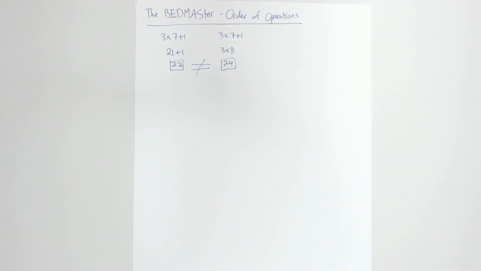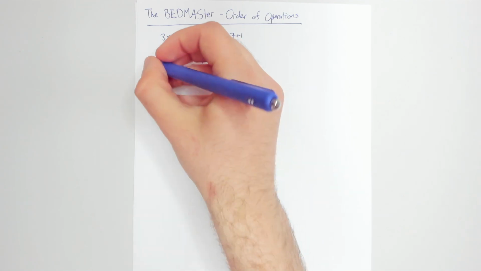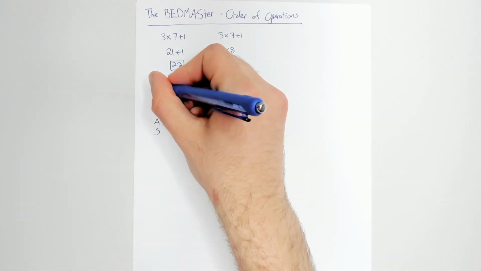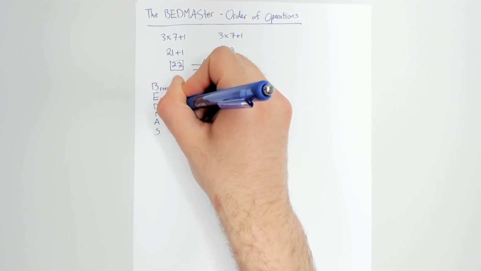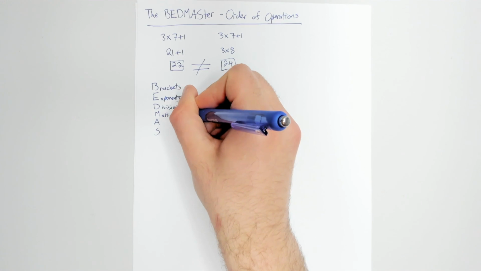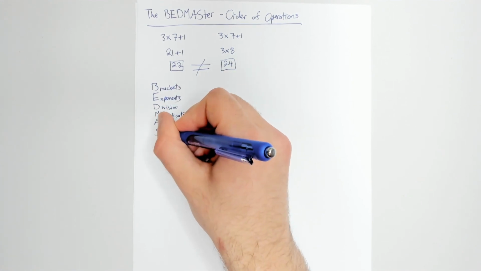But in any case, we need to basically have something where everyone across the board is evaluating these operations consistently. And that's the goal of order of operations. It gives us an ordering by which we are supposed to do our operations. And the ordering is often written as an acronym called BEDMAS. And BEDMAS stands for brackets, exponents, division, multiplication, addition, and subtraction.